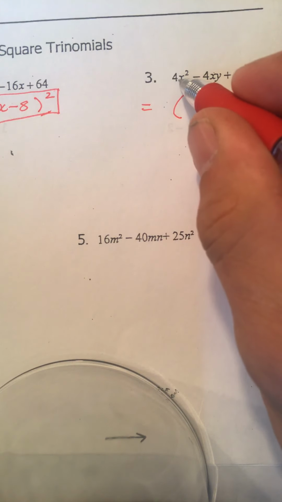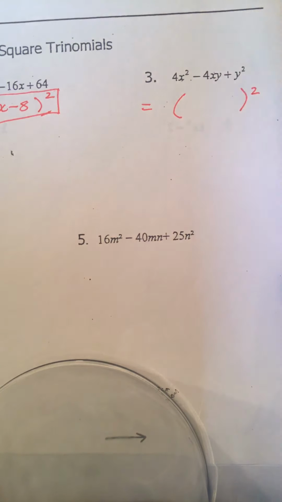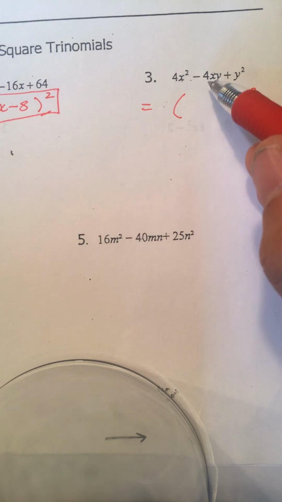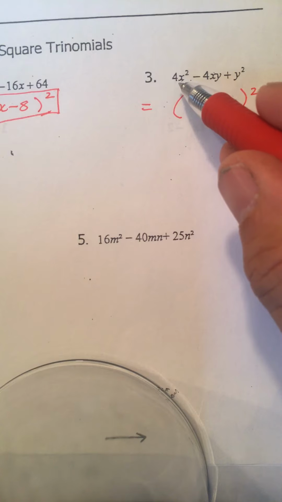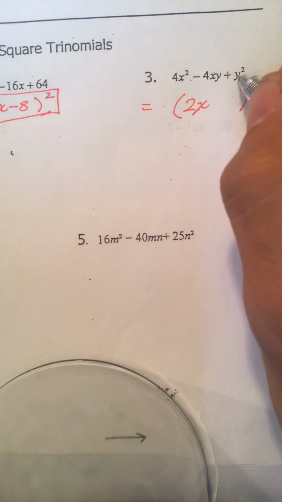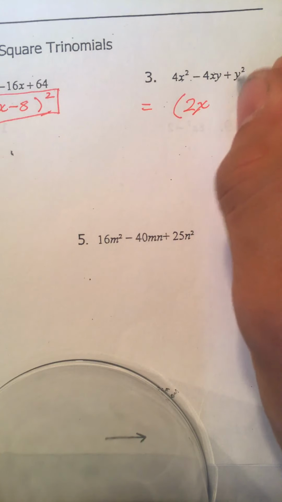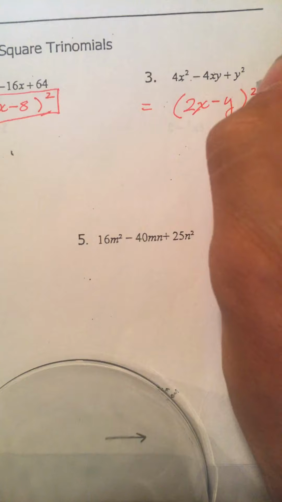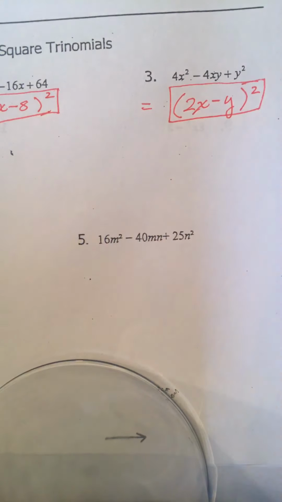Well, is 4x squared a perfect square? Sure is, 2x. Is y squared a perfect square? Yep, of y. 2x times y doubled gives us this. So we take the square root of 4x squared, which is 2x. We take the square root of y squared, which is y. I look at the sign combination. This tells me it's going to be a minus, and I'm done.